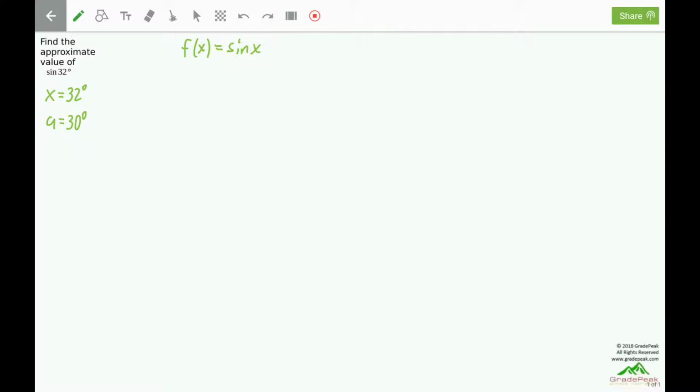Now that we have the x value and the a value, they will need to be converted to radians. It's very important with angles that it is in radians in order to evaluate correctly in the linear approximation. To convert to radians, each can be multiplied by pi divided by 180 degrees.